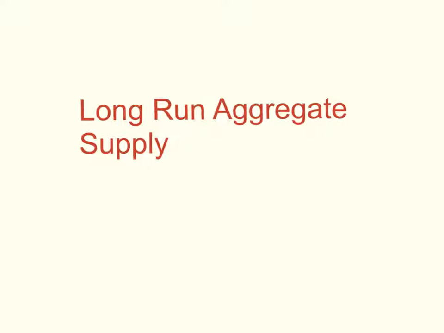This video is on the long run aggregate supply curve. The difference between the short run and long run supply is that in the short run, if you remember from micro, there's at least one fixed input. And in macro, we talk about in the short run, wages are fixed. Wages don't adjust in the short run, they only adjust in the long run.